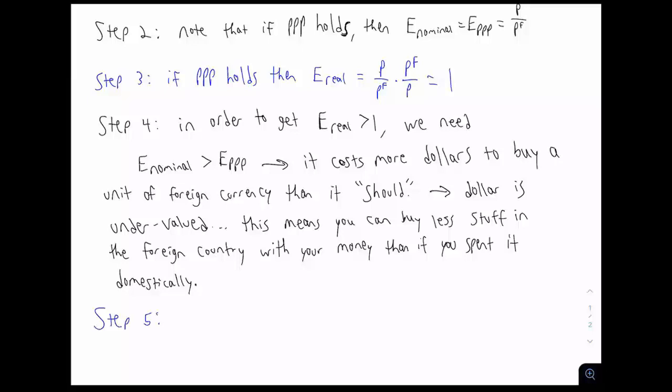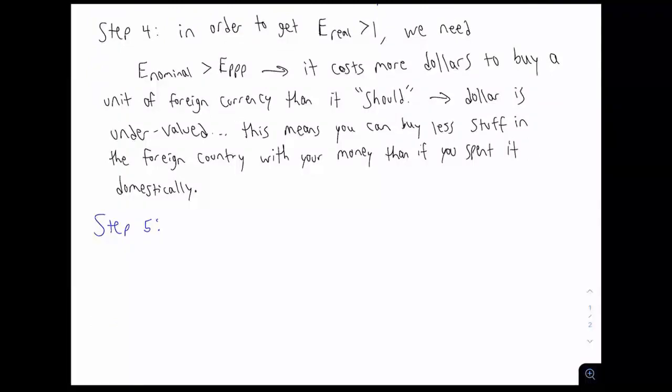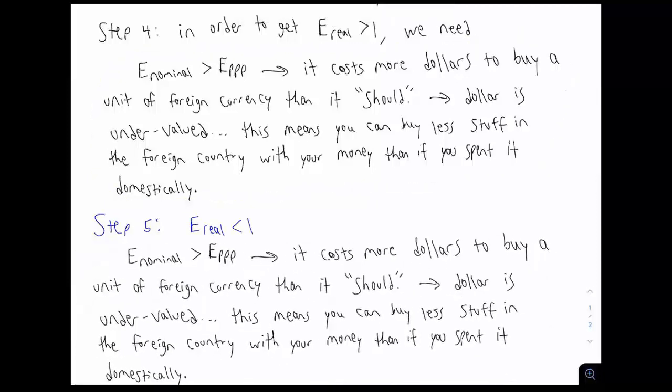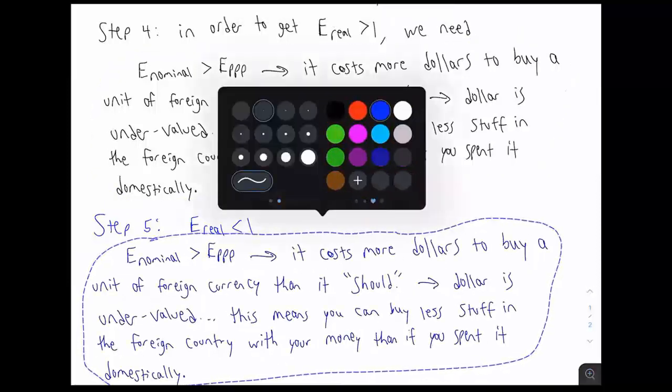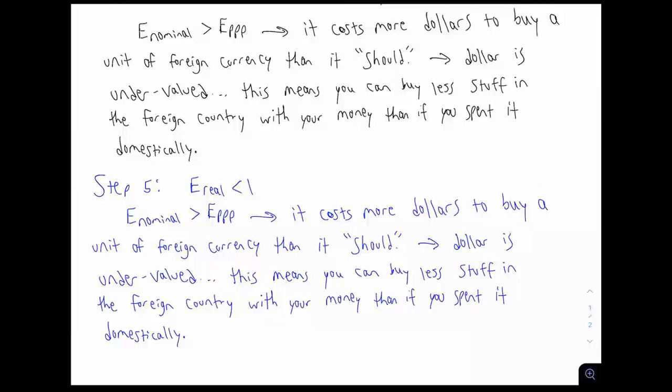All right, so for step five, I want to look at a real exchange rate less than one. So basically, we're just going to reverse the argument that we had for greater than one and see what happens. I've just taken all of the inequalities, more, fewer, over, under, more, less, and those things have just been switched when the real exchange rate is less than one.